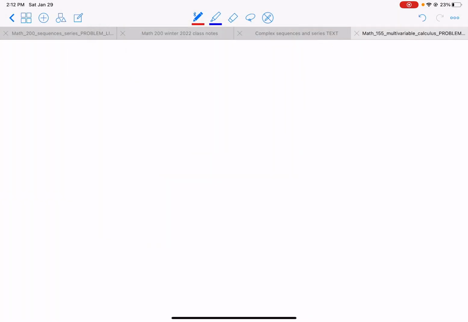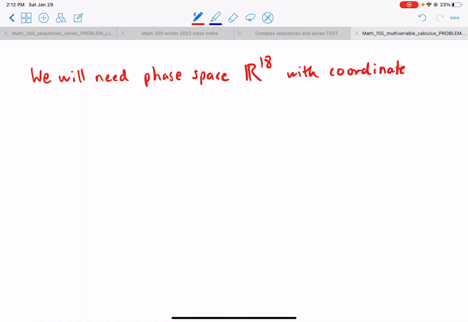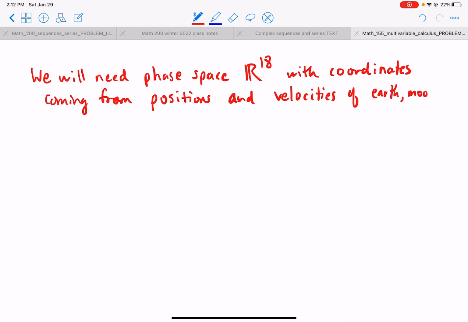So we will need phase space R18 with coordinates coming from positions and also the velocities. We will need also the velocities of the Earth, the moon, and the ship. Okay. And so in formulas, I will need to invent some names.